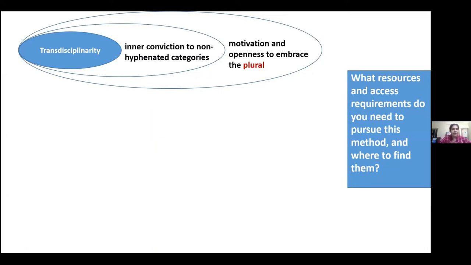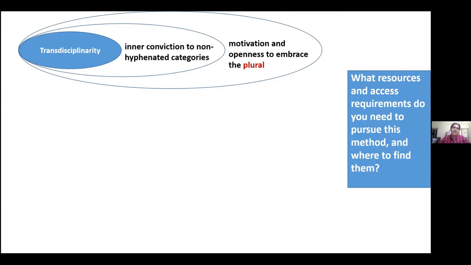But apart from that, I think we have to be very bold. We have to be radical, desperate. We have to have a lot of courage, and also an openness to embrace plural epistemologies. So I have framed it like this: we need to have real motivation and openness to embrace the plural, apart from and along with the political.